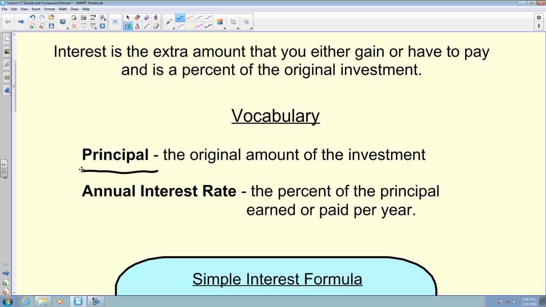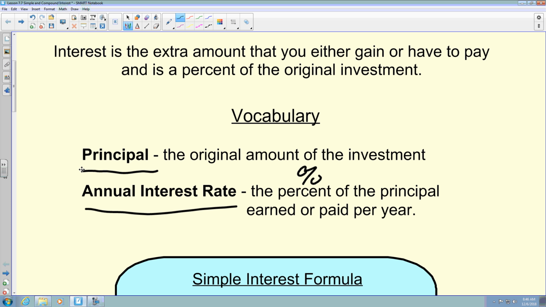If you put this amount of money into the savings account to start with, or into stocks, bonds, stuff like that, that's your original investment. That's your principal. And then the next thing we're going to look at is the annual interest rate. That's a percentage. So remember that it's the percent of the principal earned or paid per year.